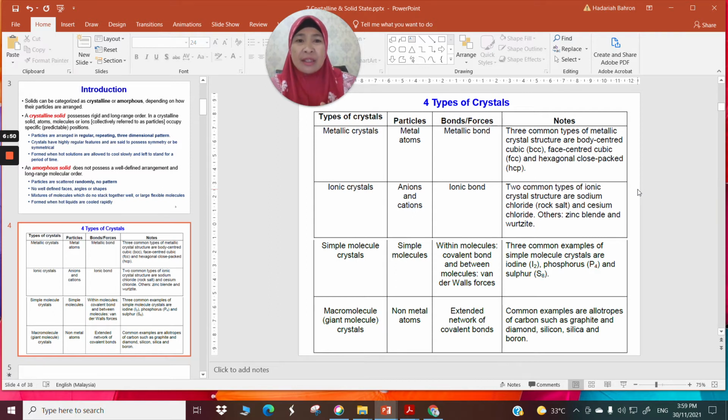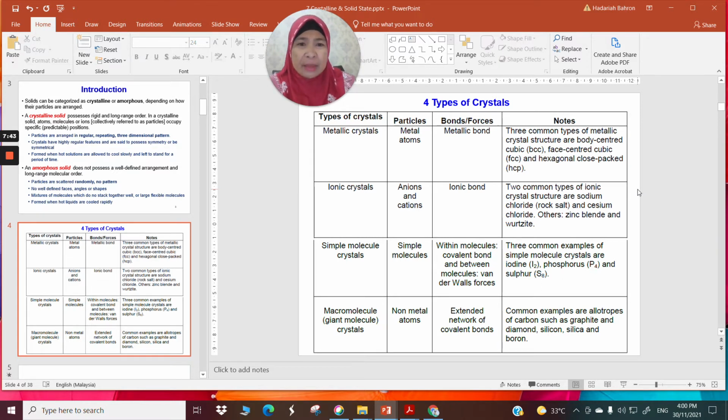Now, the next type of crystals that you may find in nature, which is quite common, are the ionic crystals. Of course, the particles that you find in ionic crystals are anions, which are negatively charged ions, and cations. So the anions and cations exist as particles in ionic crystals, and obviously, you have ionic bonds that hold them together. There are two common types of ionic crystal structures: the sodium chloride structure or rock salt, and the cesium chloride structure, CsCl. We're going to discuss the third type, the zinc blende structure, later.